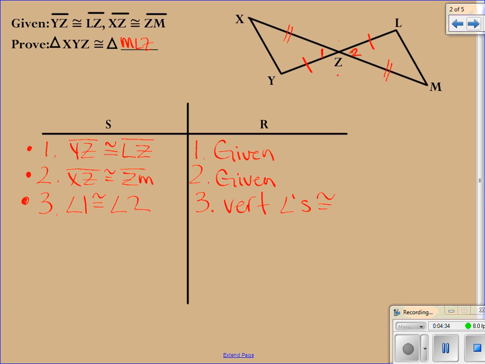So we have 2 sides that were listed in 1 and 2, and we have the included angle in step 3. So we have our 3 pieces of information. So what's step 4? And we will put down triangle XYZ is congruent to triangle XYZ because SAS. Perfect.